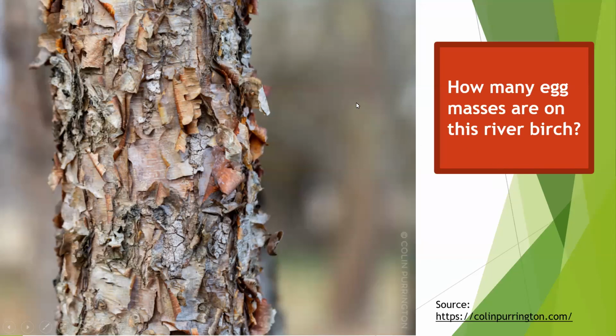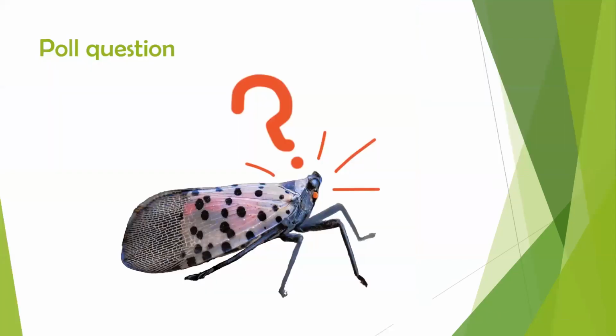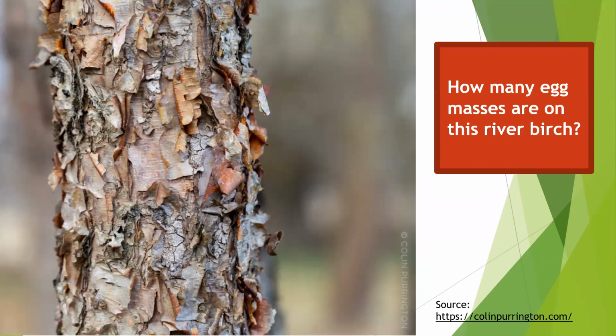Now I'm going to go over to the poll question. I'm going to go back here, attempt to launch the poll question. Here we go. All right, the poll has been launched. Panelists, if you're wondering, I don't think you can answer these anyway. How many egg masses do you think that you are seeing on this river birch? Just going to give folks a chance to answer.